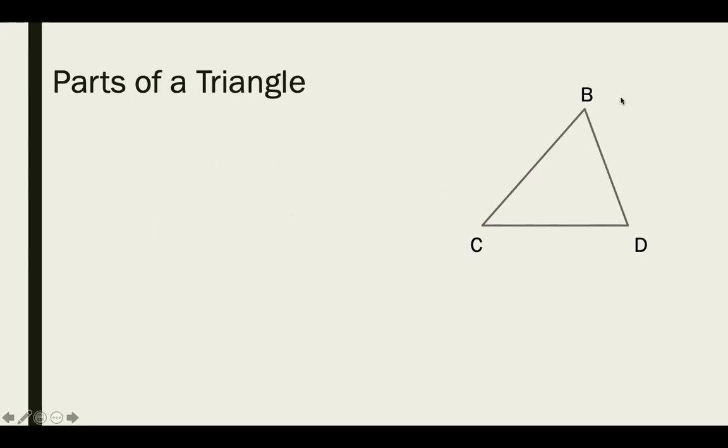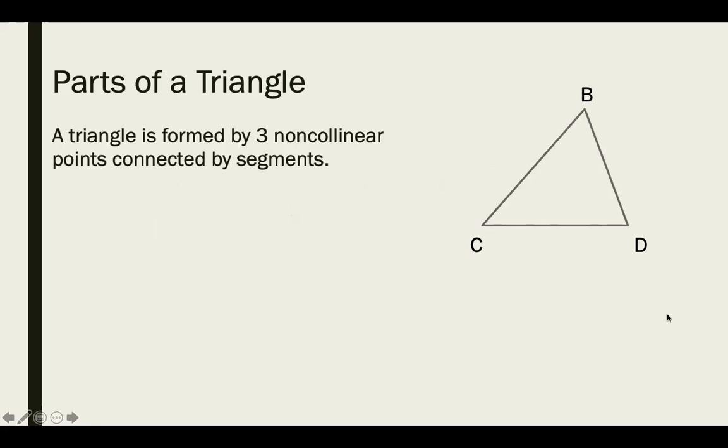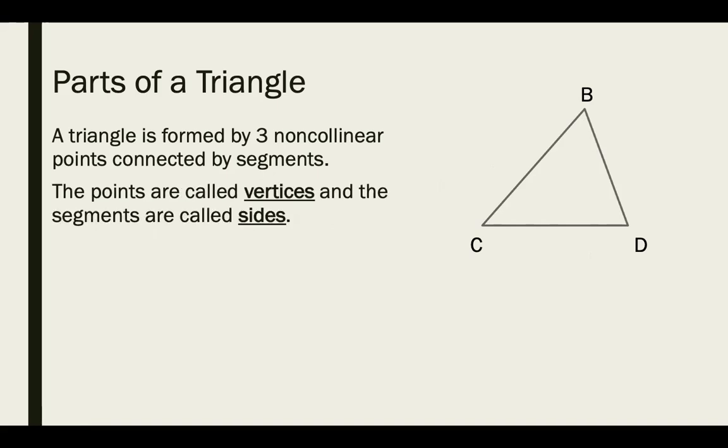So here we've got triangle BCD, 3 points connected by segments, and that's just what a triangle is. A triangle is formed by 3 points connected by segments. Those points are called the vertices. Singular is just a vertex. So B is a vertex, C is a vertex, D is a vertex, B, C, and D are all vertices. And then the segments are called the sides. So we got 3 sides as well.